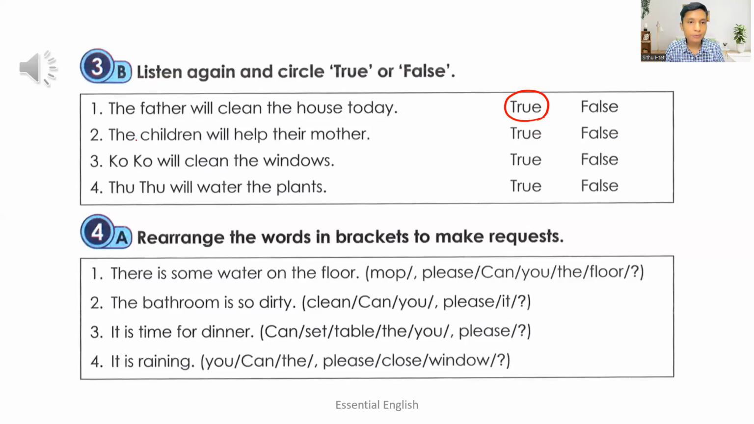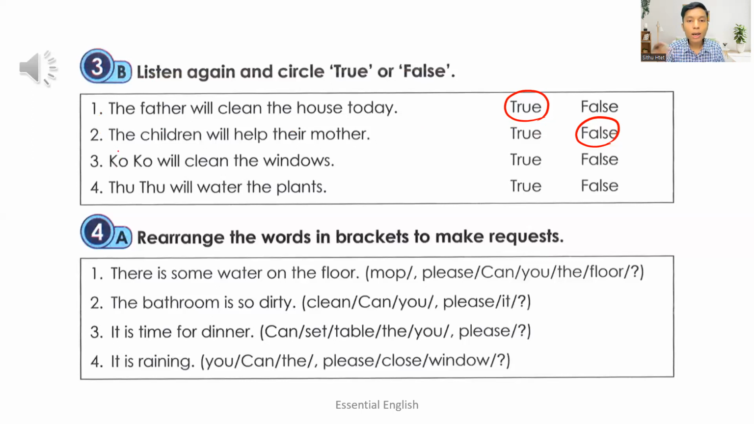And the second sentence, the children will help their mother, is it true or false? False. Because the children might help their father, so they don't have time to help their mother. For example, Dudu can't water the plants because she's doing the dishes. The second sentence is false.